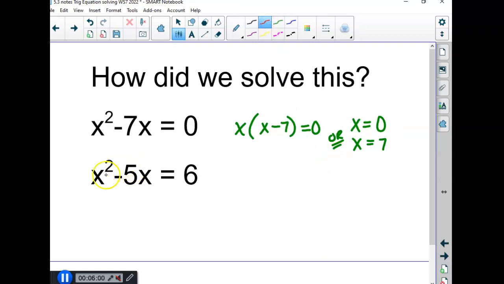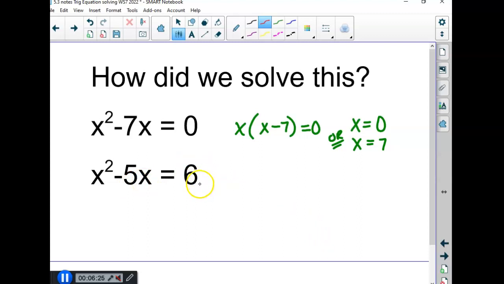What about this one? Did we say take out an x here and set it equal to 6? That doesn't work, guys. How many things multiply to make 6? An infinite number, actually. Okay? 1/10 of 60 is 6. We don't want to know how to get 6. We want to know how to get 0.